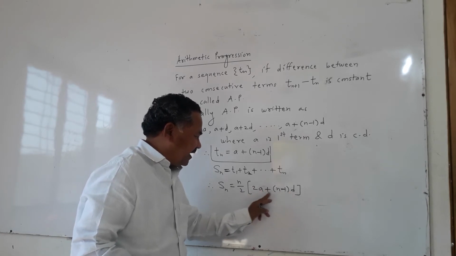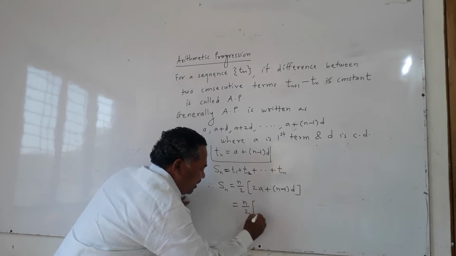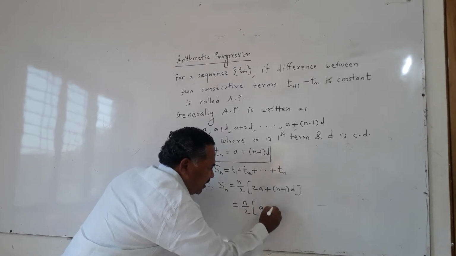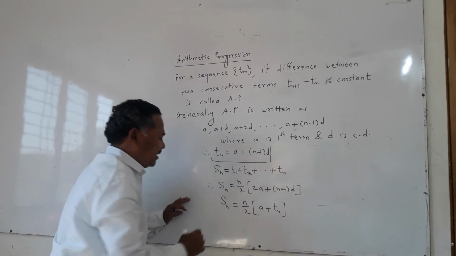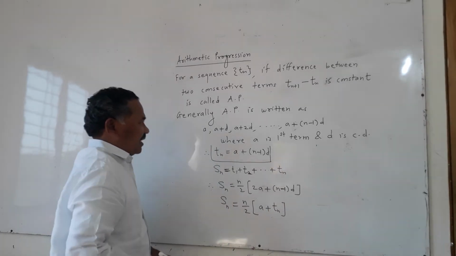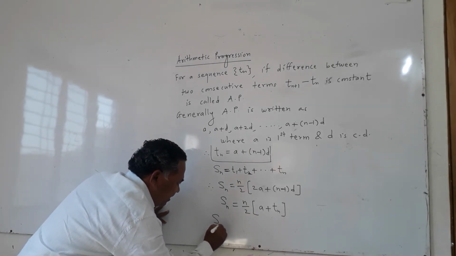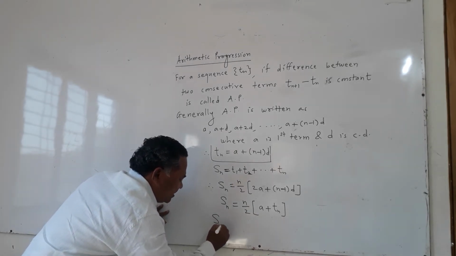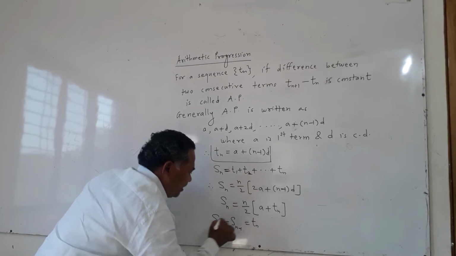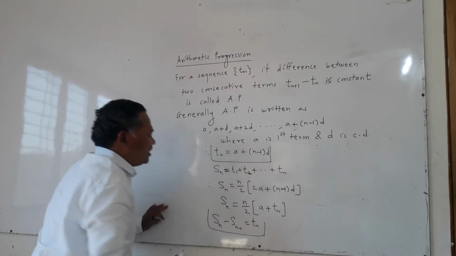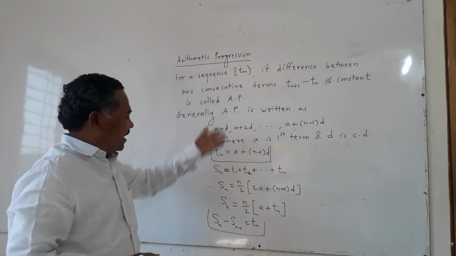If we split up this part, that is a plus the remaining quantity. Therefore another formula we may derive: Sn equals n by 2 in bracket, a plus the remaining quantity, which is Tn. Remember this result carefully too. Also, Sn minus S sub n minus 1 equals Tn. All these results you remember. Already you evaluated examples; this is a revision.